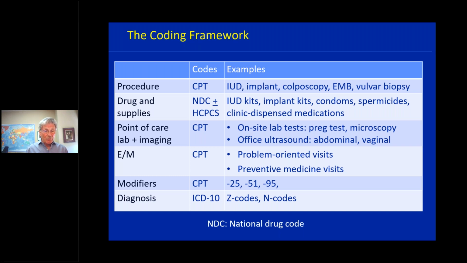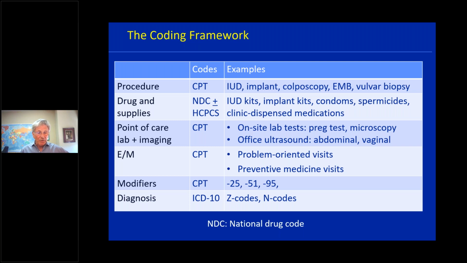So was there a procedure, which would be indicated by a CPT code? An IUD insertion, an implant removal, a colposcopy, an endometrial biopsy, a vulvar biopsy are all procedures which are billed by CPT code. Next is, did your clinic or practice dispense any drugs or supplies? That's going to be indicated by what's called an NDC code, National Drug Code, maybe with or without a HCPCS code, and that's something which is in the Family PACT policies as well.